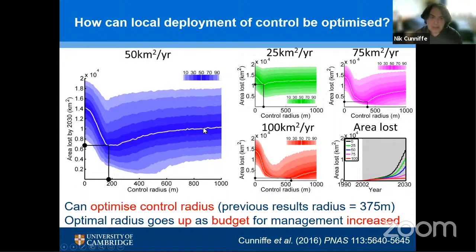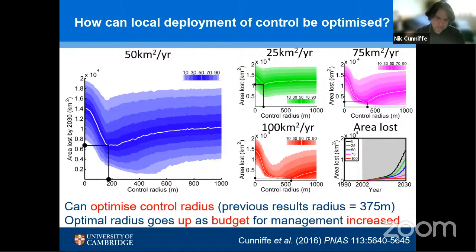Then, depending upon the amount of area you can cut down per year, which is a measure of your budget, you can go to different control radii. If you have a relatively small budget, you want to focus your control just on the locations you know are infected. Whereas if you've got a large budget, then you've got the luxury of cutting down trees which are further away, because you want to get ahead of the epidemic.